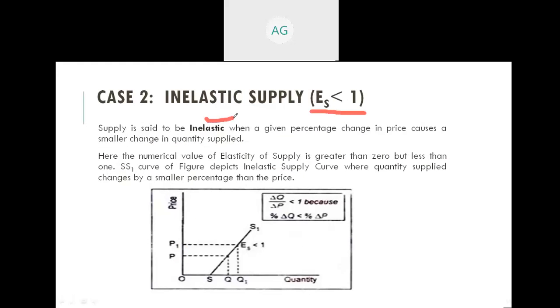Supply is said to be inelastic when a given percentage change in price causes a smaller change in the quantity supplied. As you can see from the figure, a given percentage change in price from P to P1 causes a smaller percentage change from Q to Q1. Here the change in price is greater than the change in quantity, so that's why its name is inelastic supply. Here the numerical value of elasticity of supply is greater than 0 but less than 1.